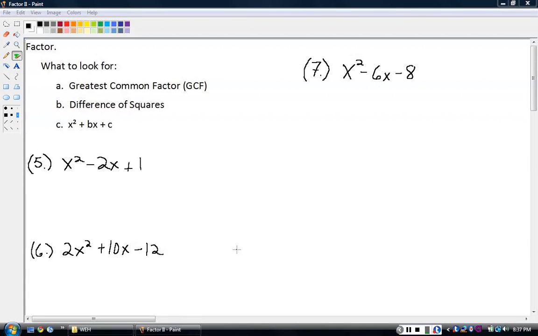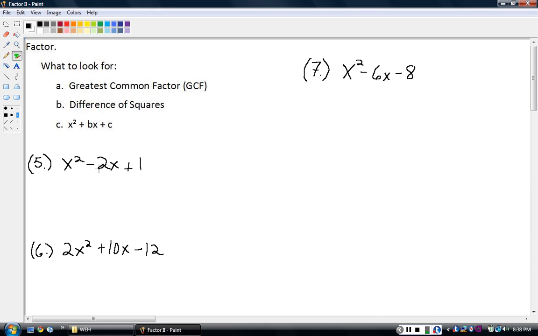Alright, 3 more examples. Number 5, x squared minus 2x plus 1. So just like before, we need two numbers that multiply together to give you this number 1 and add together to give you negative 2. So there's only 2 ways to multiply to get positive 1, right? 1 times 1, or negative 1 times negative 1.